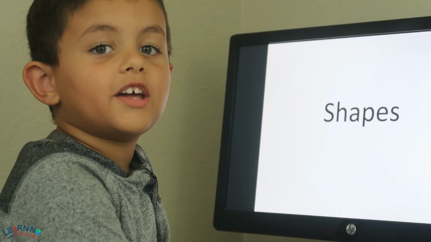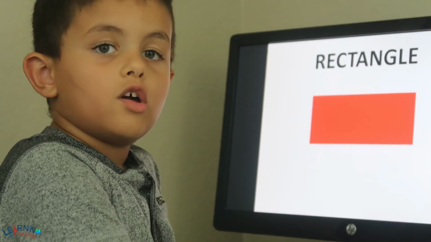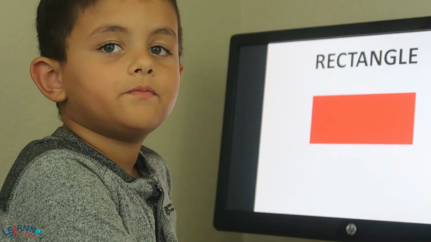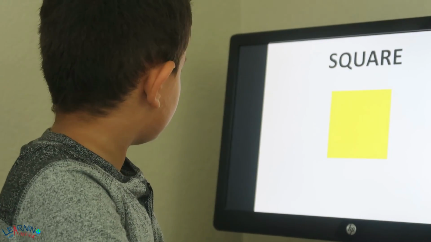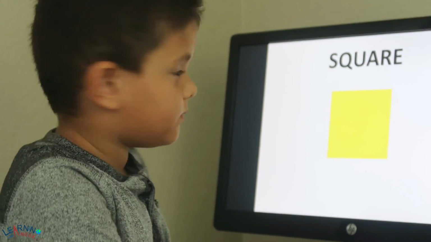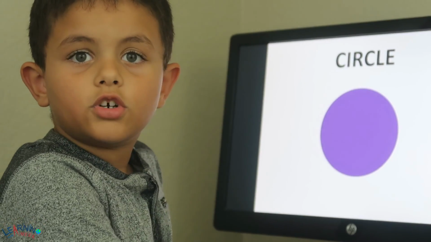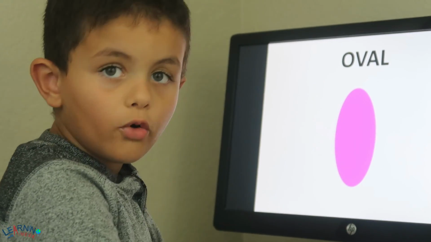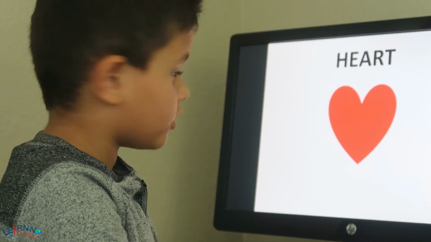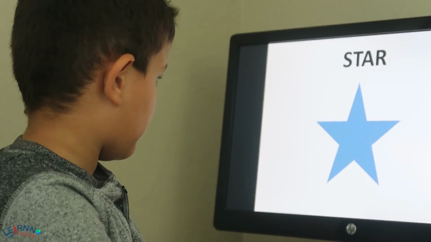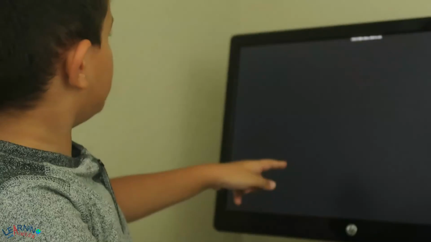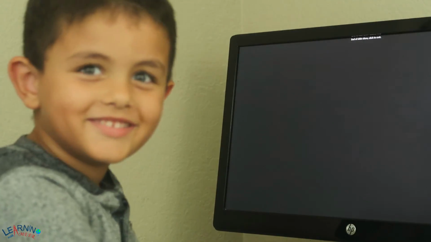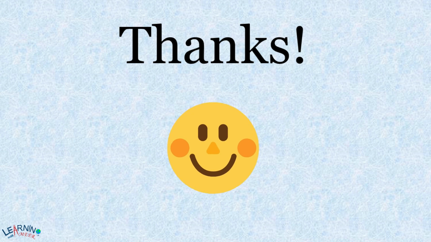These are the shapes that I drew. Rectangle. Triangle. Square. Circle. Oval. Heart. Star. Diamond.